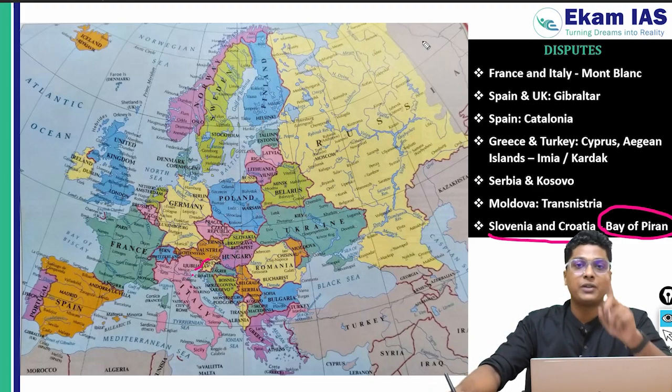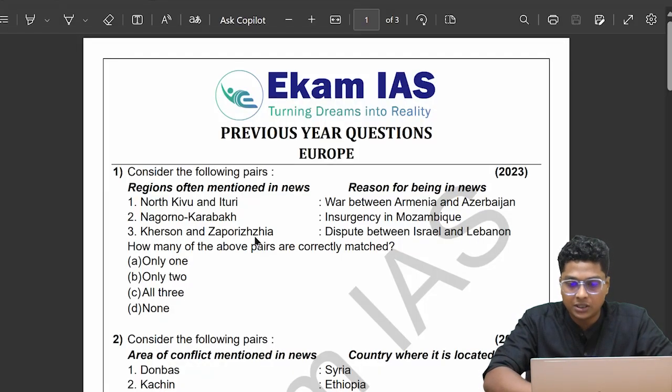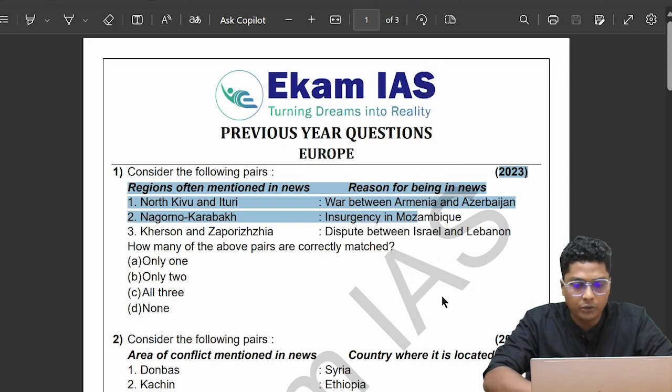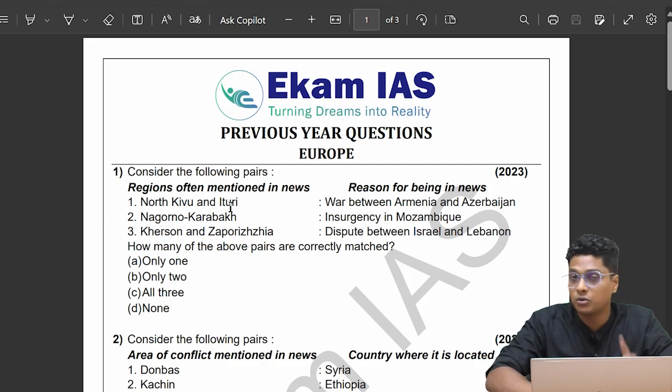Now we'll start with the previous questions that are related to Europe. Okay, we'll go through the previous questions. This is the question that was asked in 2023. On one side, we have given regions often mentioned in news. North Kivu, Vittori, we have seen in the Africa session. The second option, we are yet to study it.